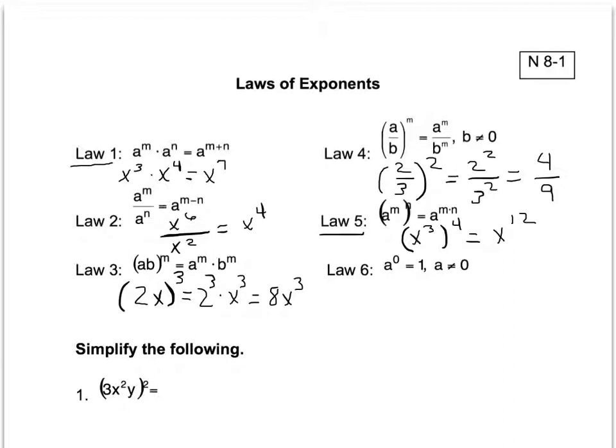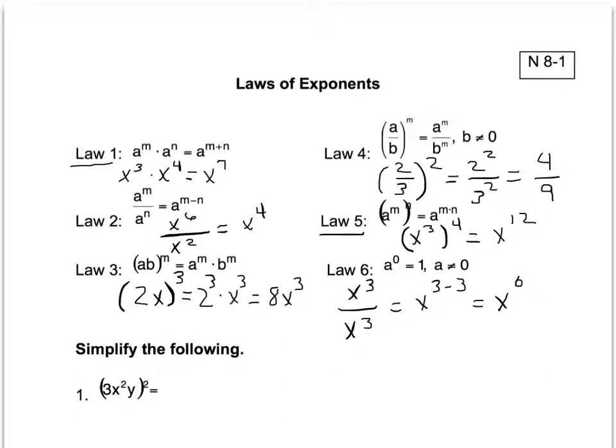Law 6 is one that I hope you've already memorized, but if you don't understand why anything raised to the 0 power will equal 1, and that's assuming that the base is not 0, here would be a quick explanation of why this would work. Let's go back and look at what we saw in Law 2. Let's say we had x to the third divided by x to the third. So if I use Law 2, that tells me I can subtract the exponents. That would be the same as x to the 3 minus 3 power, which is x to the 0 power.